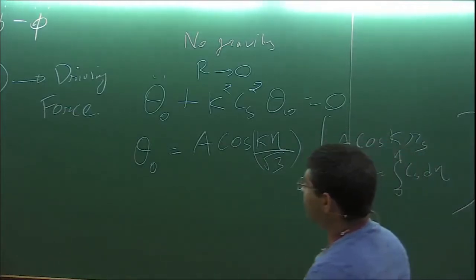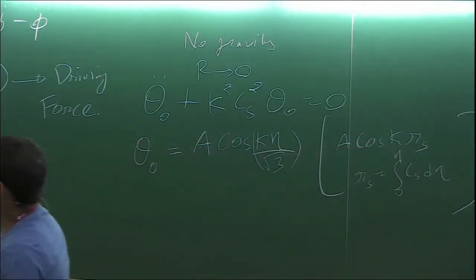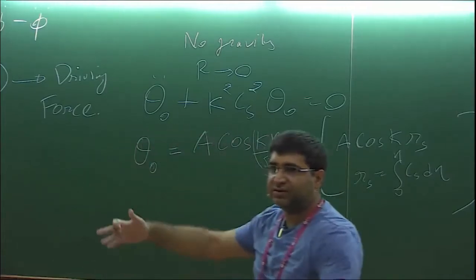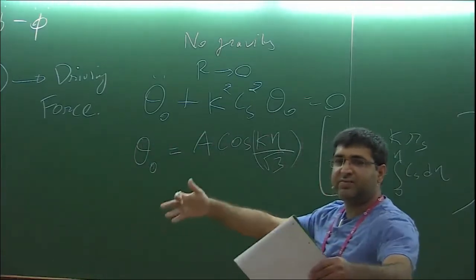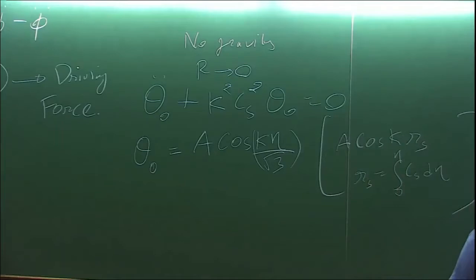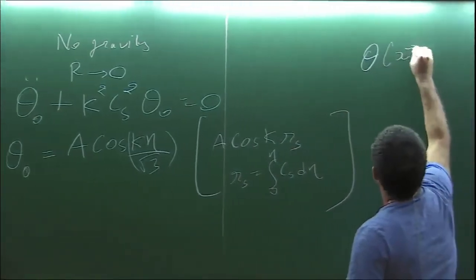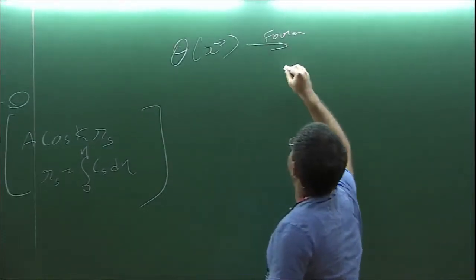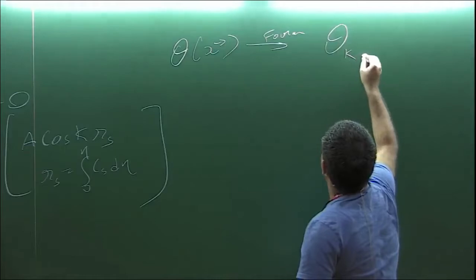So what does this mean? Remember that this theta 0 is already a Fourier transform of our real space field. We had a real space field, and so you have some real space temperature perturbations. You took a Fourier transform and decomposed them into plane waves.